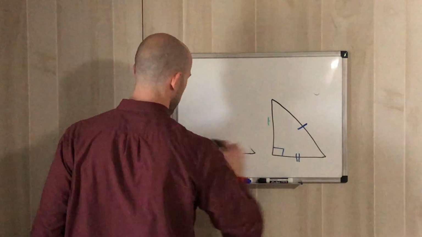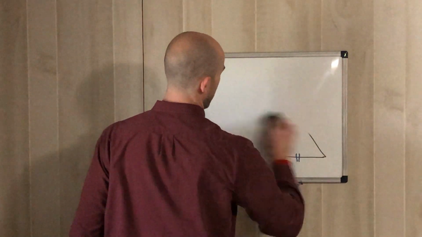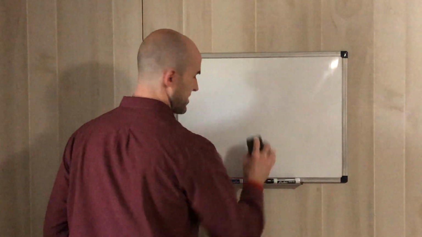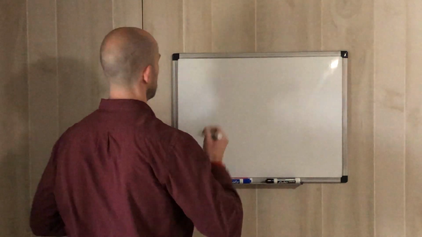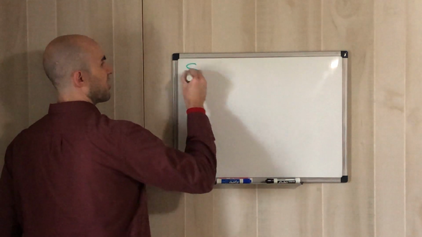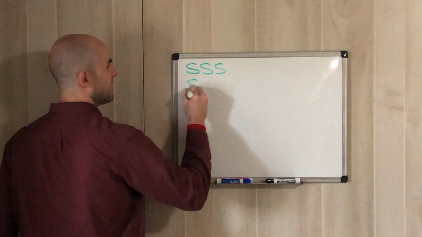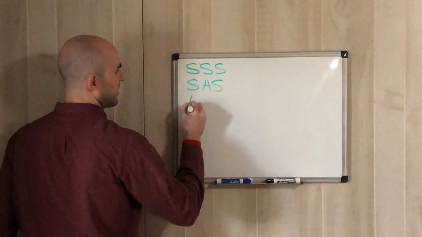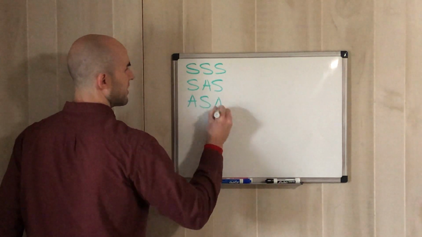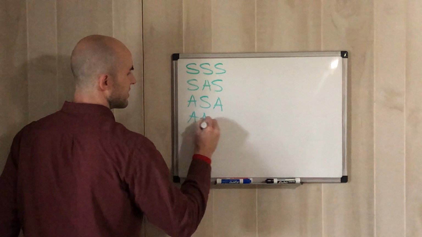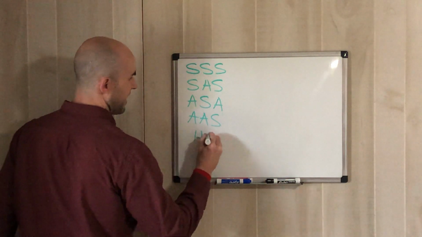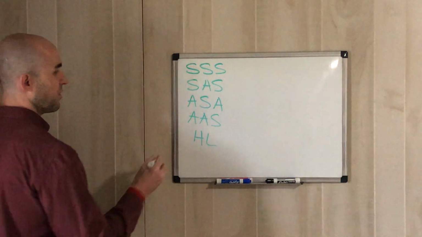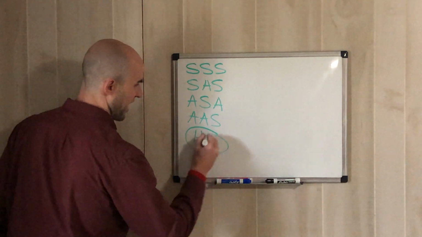Okay, we learned 2 the other day. We just went over 3 now. And I just want to list them again, just so you guys see it. Just always remember, 5 ways to tell triangles are congruent: SSS, SAS, ASA, AAS, and then HL.